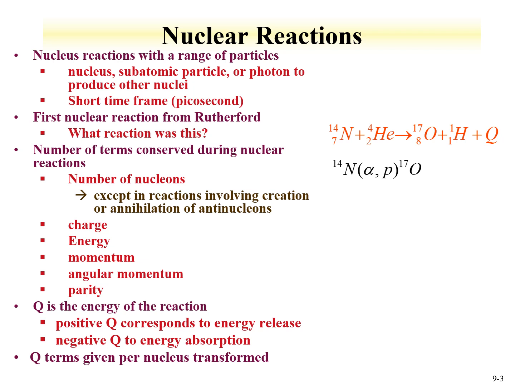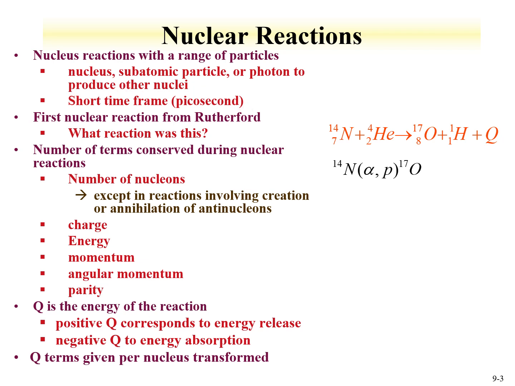We'll start off talking about nuclear reactions, just defining them. They're just a reaction with a range of particles. A nuclear reaction can occur with a nucleus, a subatomic particle, or a photon to produce other nuclei. So fundamentally, we're looking at a change of a target into a new daughter or a new reactant. These reactions are in short time frames, picoseconds.